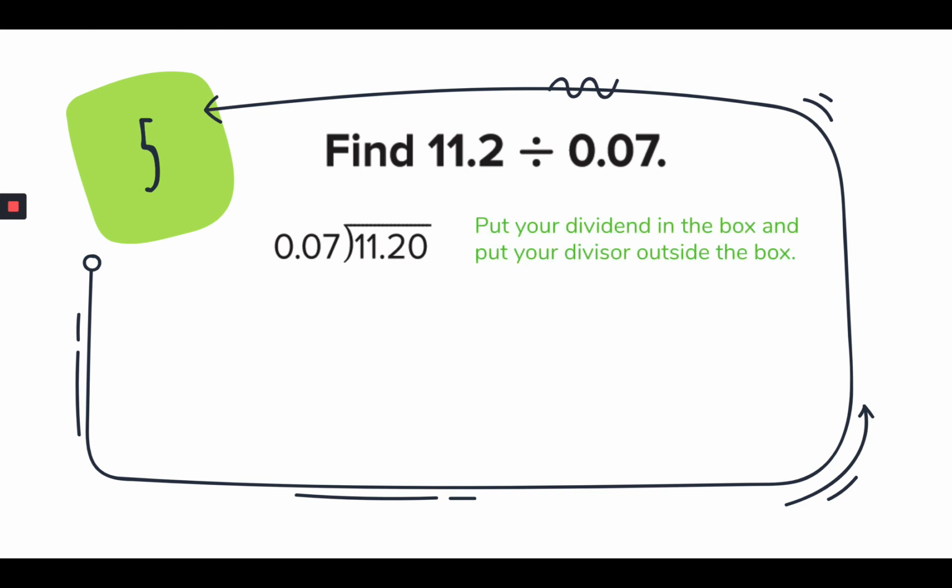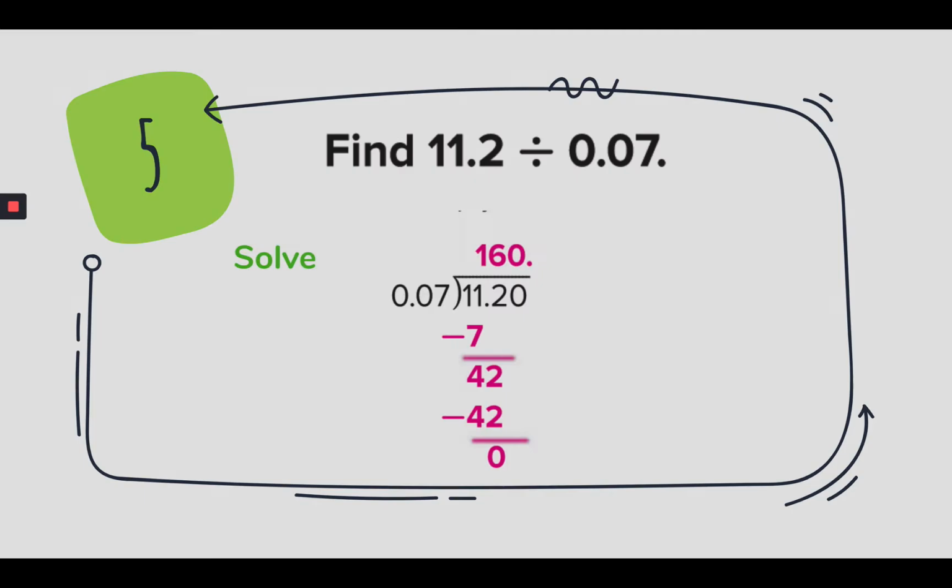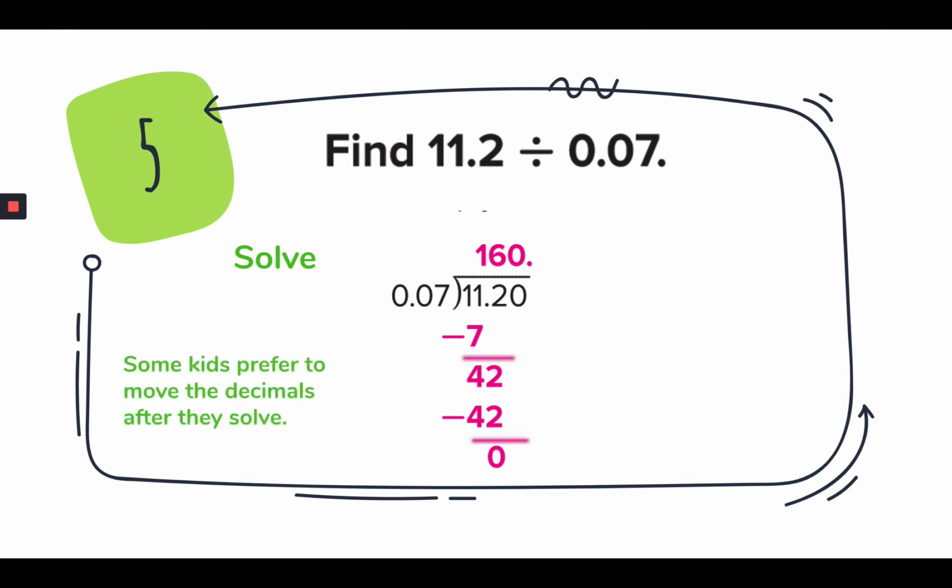And last problem. 11.2 divided by 0.07. Again, put your dividend in the box, put your divisor outside the box. And hopefully what you're seeing is you're going to have to move the decimal 2 times. And I just want to point out that some students just choose to move the decimal at the end of their math, which is fine.